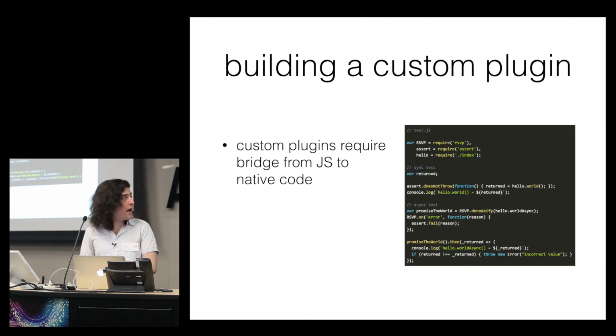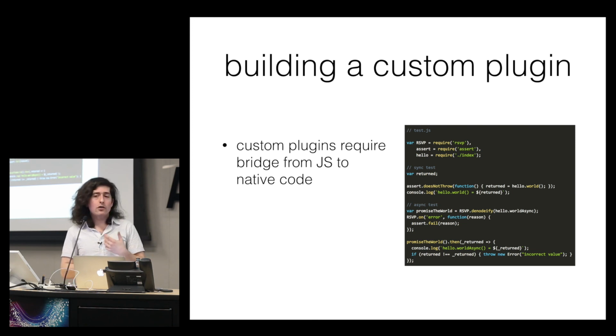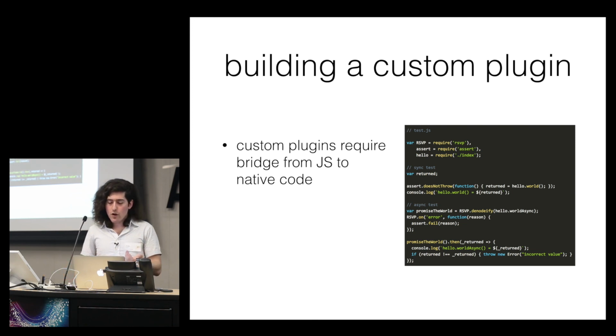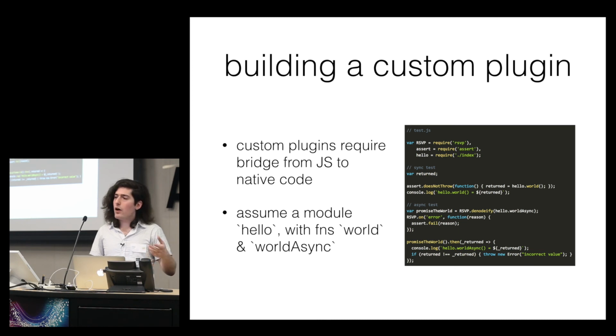So for example, here's some very small sample code. Basically what we're looking at here is somebody trying to call either the function world or world async on a module called hello. This returns a string, and we just want to make sure that the response from world and the response from world async match. That's what this test suite runs.